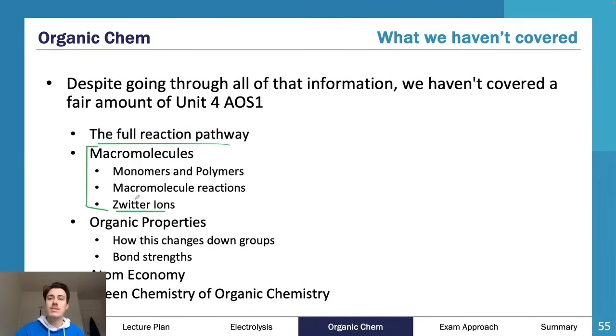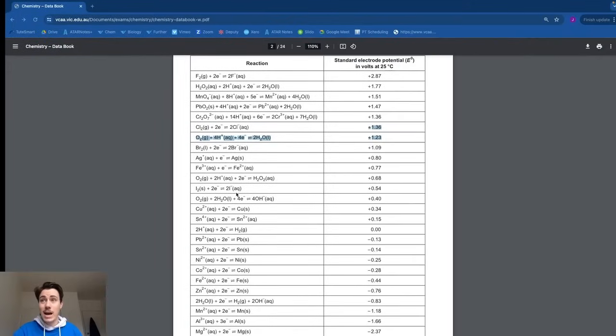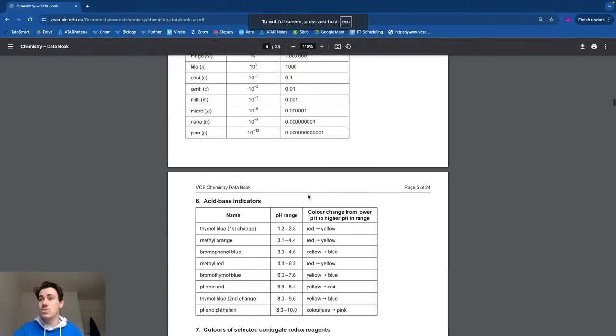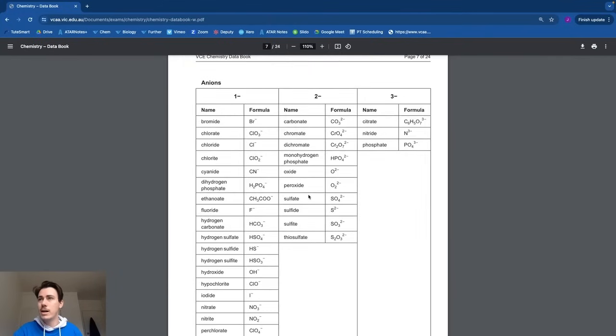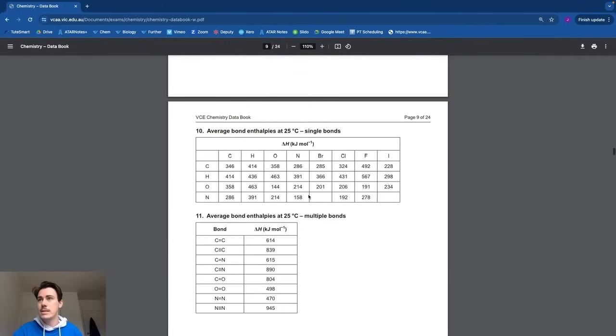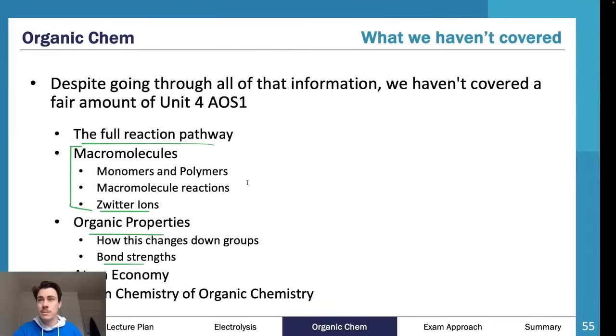Zwitterions is a part of this. You need to know your organic properties, so bond strength. That's distinctly something they've added in this year and we haven't discussed. If you scroll through your data booklet, let me find it. Nope. This here. This is new. This was not here last year. So there are going to be times where you need to know how much energy is required to break up separate bonds within your organic molecules. They've added this in, and they want you to know about it. So it's really important that you do know about this stuff.